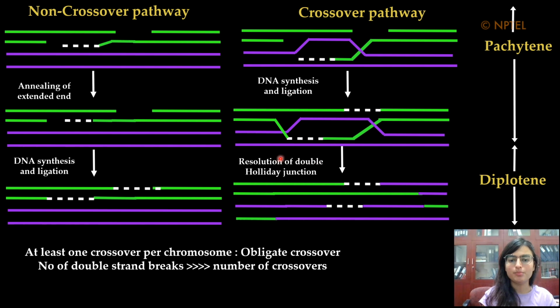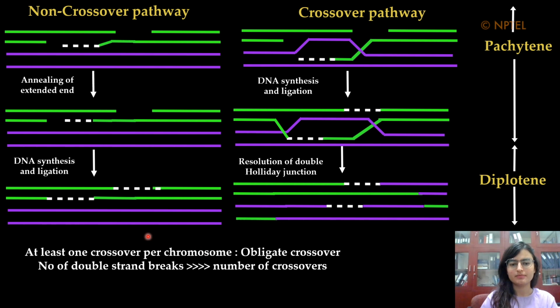Now, there are very important proteins which are responsible in resolving this kind of structure because DNA can't be left in this kind of a mesh. Therefore, specialized proteins called Holliday junction resolvases act on the crossed structures that are formed here and resolve the Holliday junction into the products that are called the crossover products. This process is completed during the diplotene stage of meiosis 1.